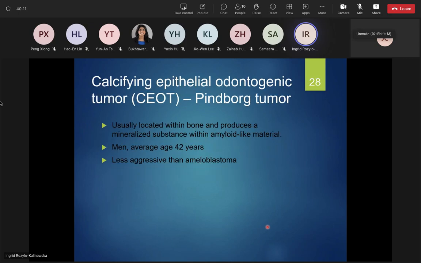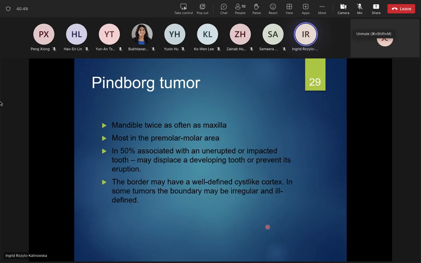So let's move on to the second tumor, which is calcifying epithelial odontogenic tumor. Another name for this tumor is Pindborg tumor, from the surname Pindborg. It's a tumor also of middle-aged patients, less aggressive than ameloblastoma. And this kind of tumor, as the name goes, produces some calcified structures inside. So this is more helpful in differentiation of this tumor from others.